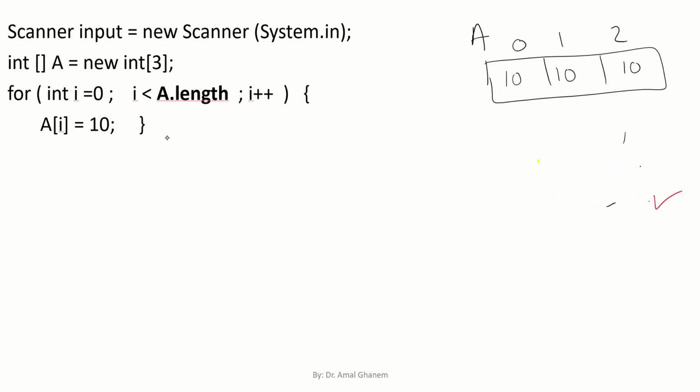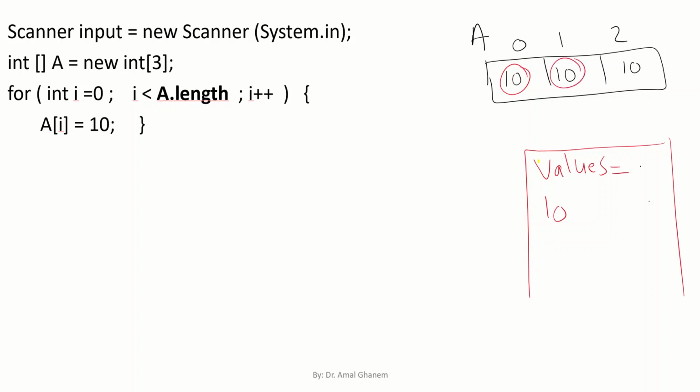So I will have to have on my output screen, for example, I will say values equal, and then I will go for each element and do the output. So the first value is 10, so I have 10. The second is also 10. The last one is 10 as well.